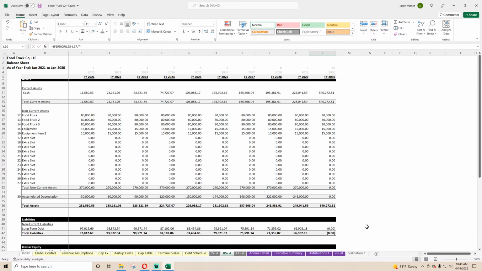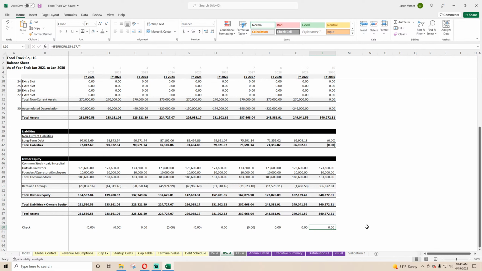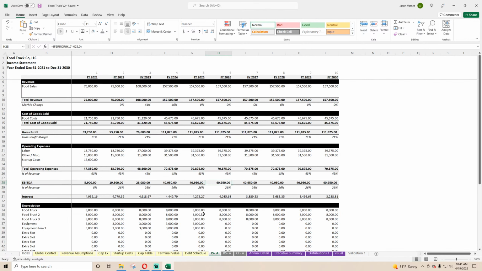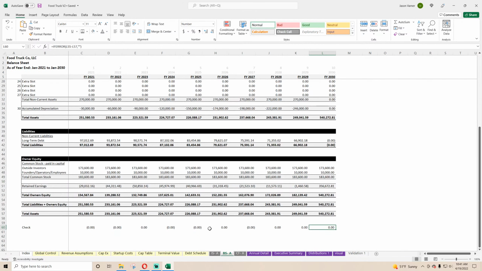Nope, it's balanced. Okay, so it's just the cumulative depreciation, or I mean the gain on fixed assets. All right. So that's fine. That works.